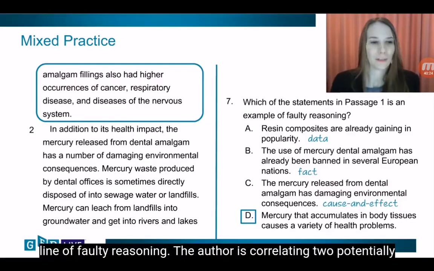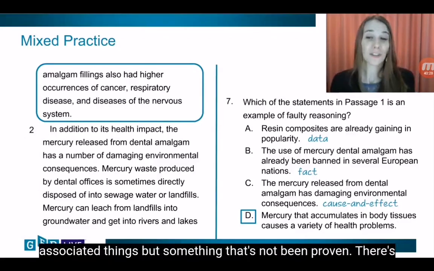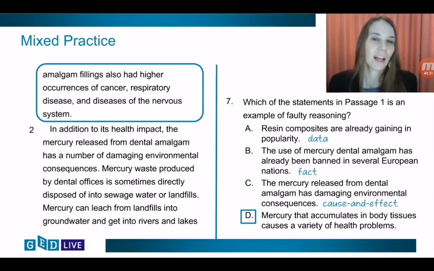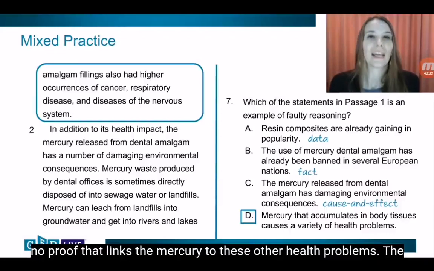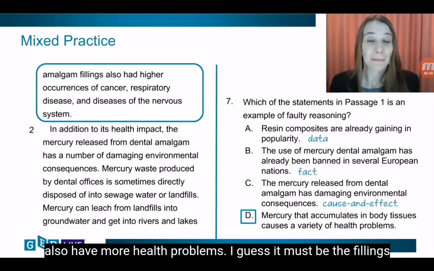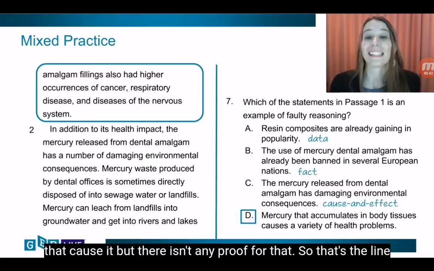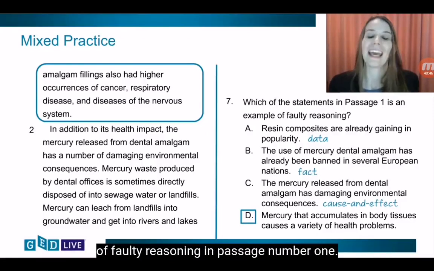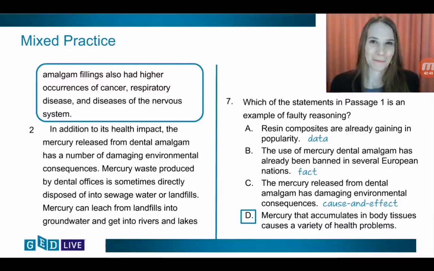This is a line of faulty reasoning. The author is correlating two potentially associated things, but something that's not been proven. There's no proof that links the mercury to these other health problems. The author is saying, well, these people have more fillings. Those same people also have more health problems. I guess it must be the fillings that cause it, but there isn't any proof for that. So that's the line of faulty reasoning in passage number 1.